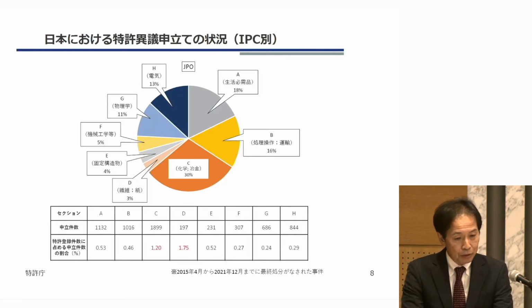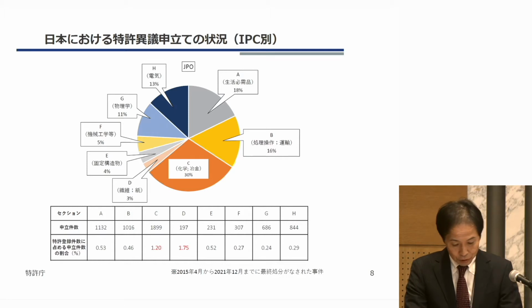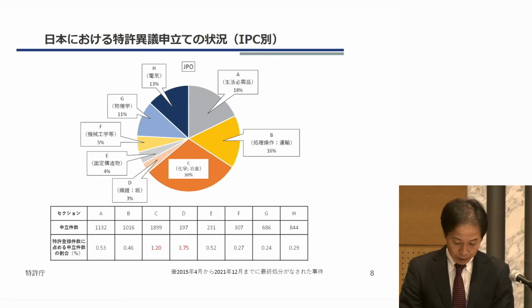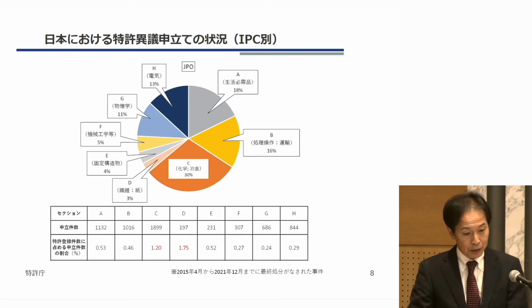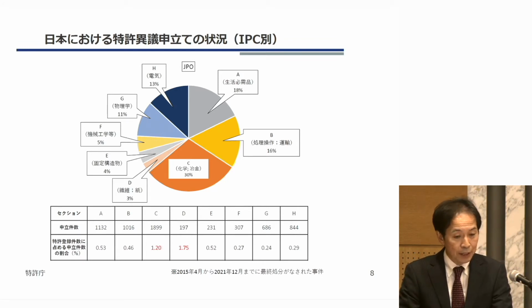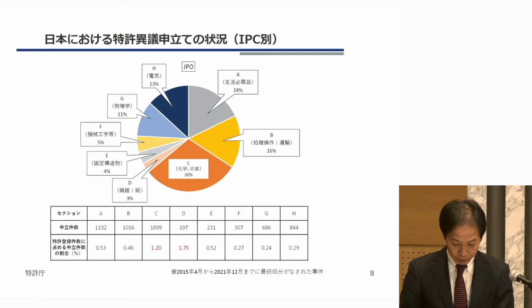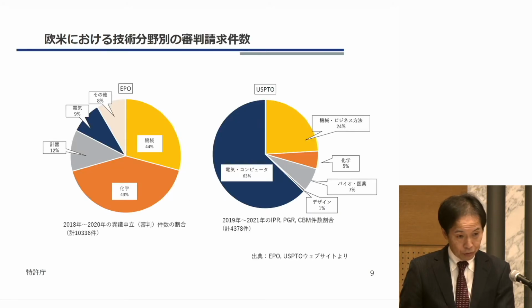If we go back to Japan and look at the number of patent oppositions and the situation here, this is the technical field. The situation in Japan is that Section C, which is the chemical patents, accounts for 30% of all oppositions. The number is smaller, but D is also quite large.